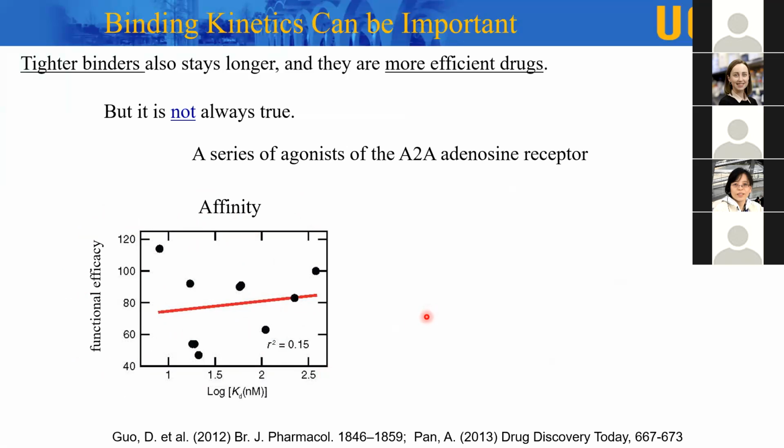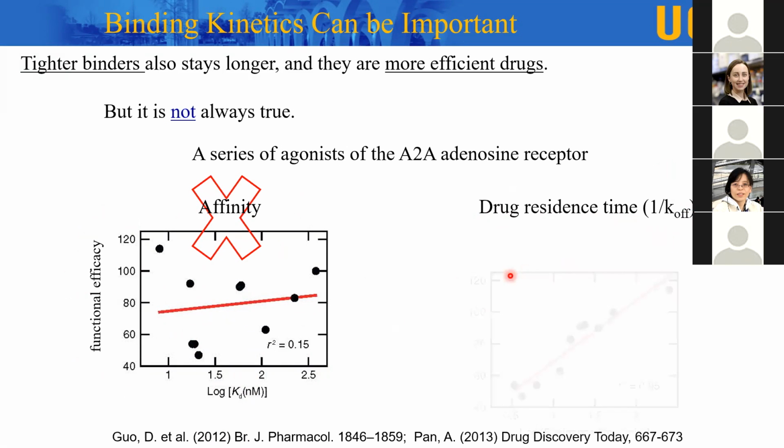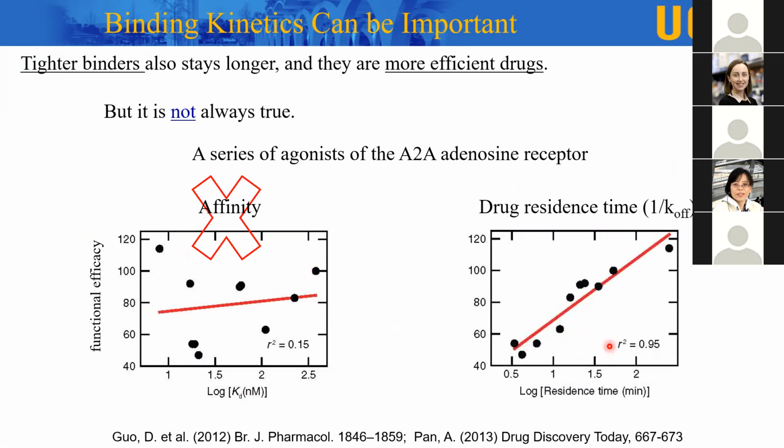And so biochemists may play with the different values they have. And here, if instead of using affinity, they took the drug residence time, which is 1 over the dissociation rate constant, and then plot this with the functional efficacy, you see better correlation.